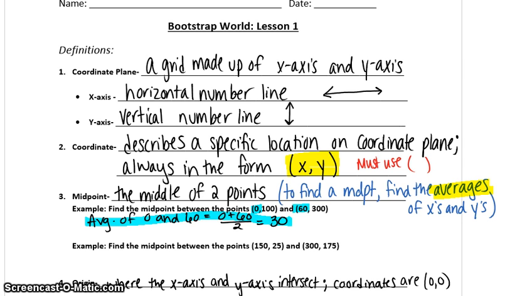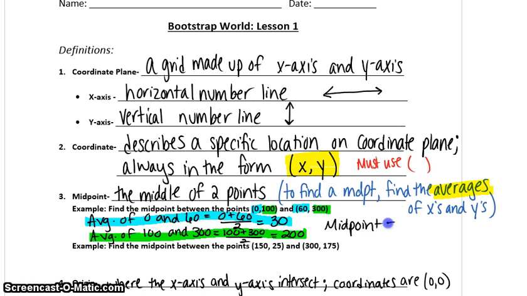But then I need to take a look at my y values, 100 and 300. And I need to calculate the average of those two numbers. The way I calculate an average is I add the two numbers together and divide by 2. 100 plus 300 is 400, divided by 2 is 200. That 200 represents the y value of my coordinate. So the midpoint, for my answer here to this first example, my midpoint is the location 30, 200. Make sure that you are using a set of parentheses for those coordinates.